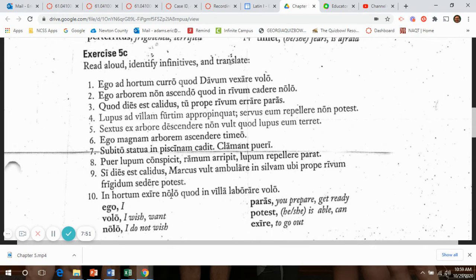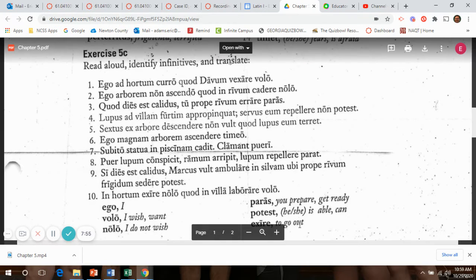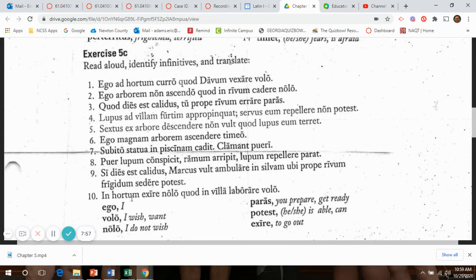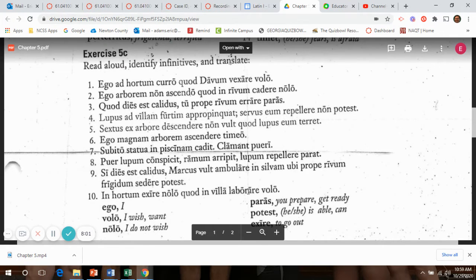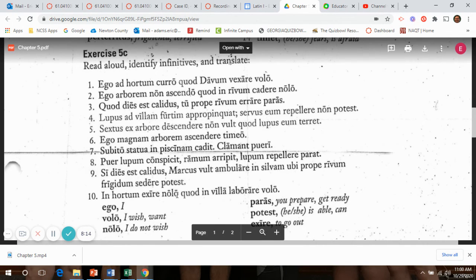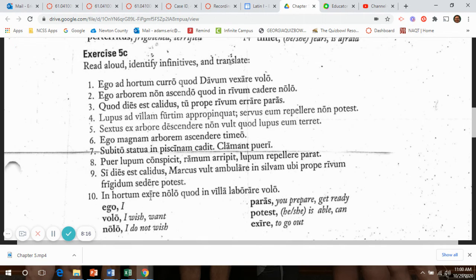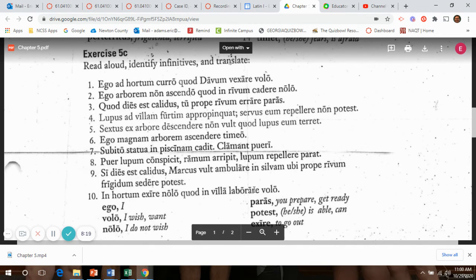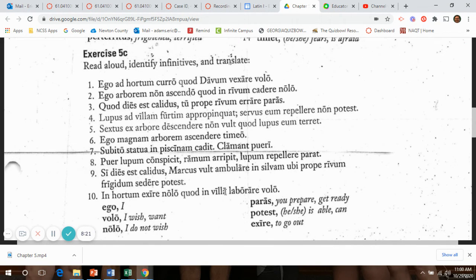So, nolo, subject, I do not want. Exire, to go out, into the garden, in plus accusative, into, because I want laborare, to work in the country house. And again, these infinitives are helping to complete the meaning of these finite verbs that have a subject. I want. Well, what do I want? I do not want. Well, what do I not want? Well, I do not want an action to go out. What do I want? An action to work in the country house.